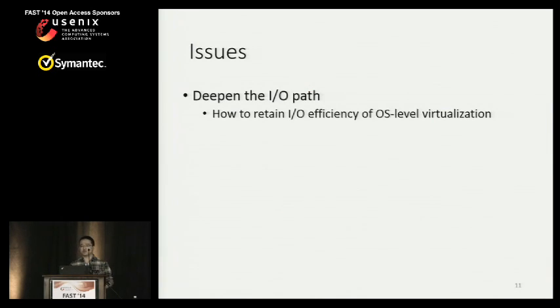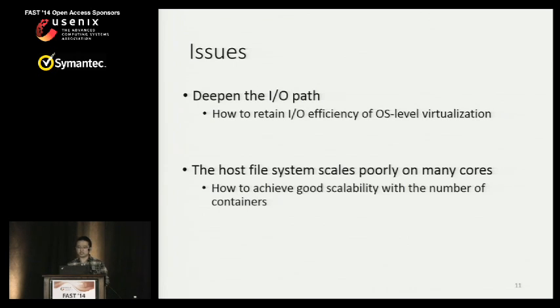However, this intuitive approach comes with two issues. First, it deepens the I/O path, as each I/O request needs to go through the guest and host file system. So how do we retain the I/O efficiency of OS-level virtualization? Second, the host file system itself scales poorly on many cores, as the intuitive approach needs the host file system to complete data transmission between the buffer and the device. The poor scalability of the host file system will decrease the overall performance.